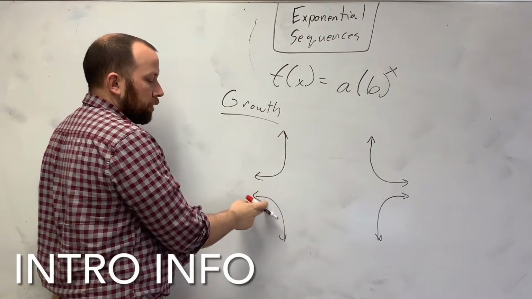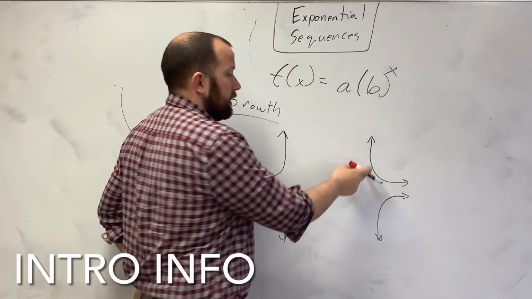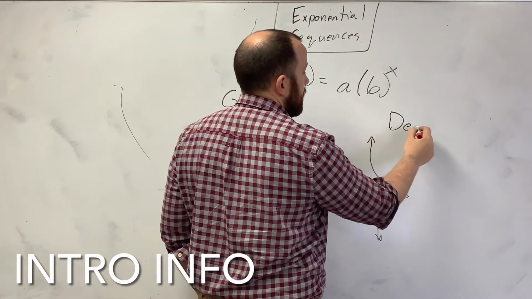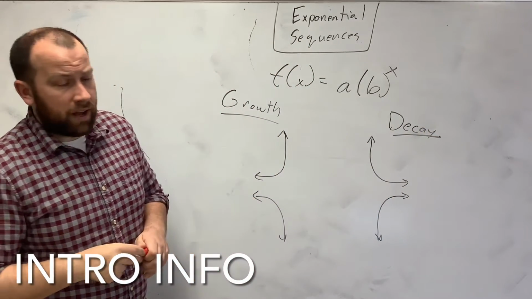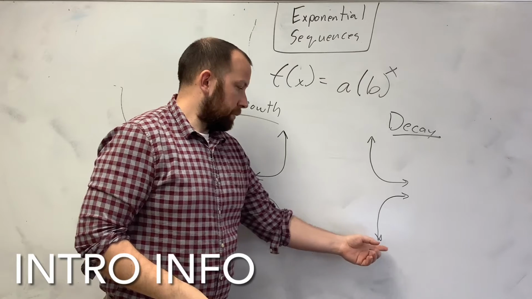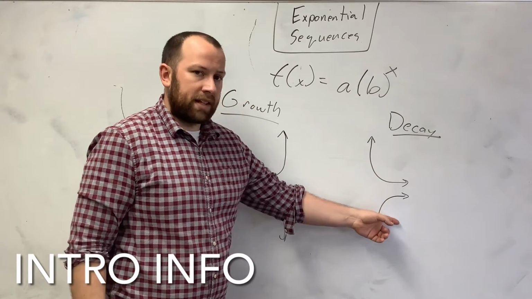This is exponential growth, even though it looks like decay. It's just reflected over the x-axis. This is called exponential decay. This is how it looks in graph forms. Now, people get these confused down here, but all this is the decay reflected across the x-axis.